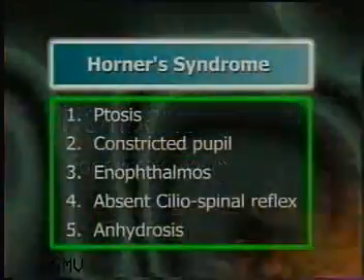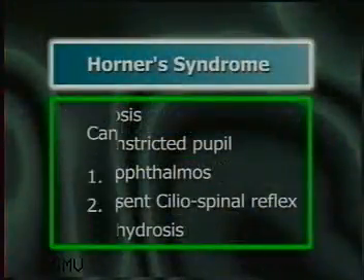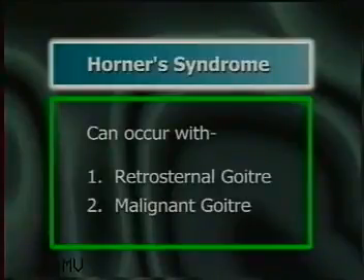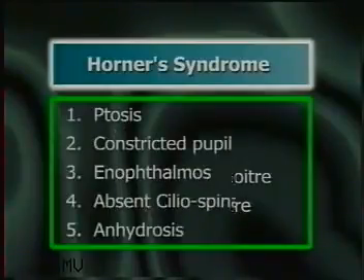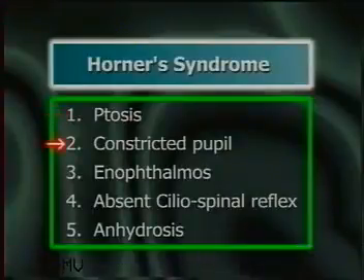Lastly, look for Horner's syndrome, which can occur in a retrosternal goiter or in a malignant goiter affecting the cervical sympathetic nerve. The features of Horner's syndrome are ptosis with constricted pupil and enophthalmos in the eye of the affected side. The ciliospinal reflex is lost, and there is anhidrosis or loss of sweating on the affected side of the face.